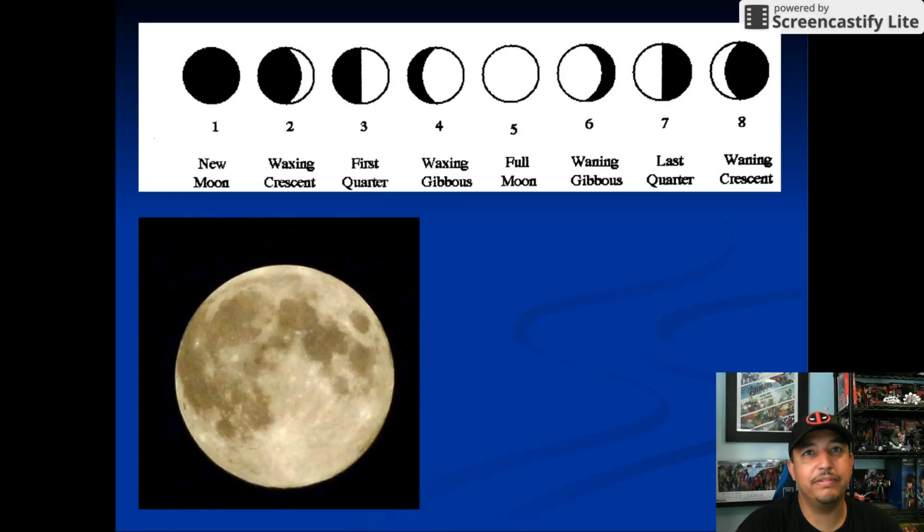And again, the phases of the moon: new, then waxing crescent, first quarter, waxing gibbous, full, waning gibbous, last quarter, waning crescent. Waxing, of course, means getting bigger. Waning means getting smaller.